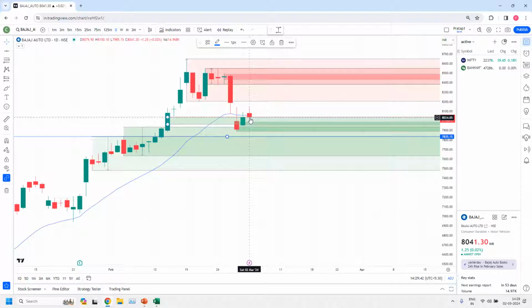Demand zone to supply zone, we don't take short trades. But if you observe very closely, this is a tricky situation. By the time prices enter into our LTF supply zone, that is the 75-minute supply zone, prices would have already reached into the daily supply zone.